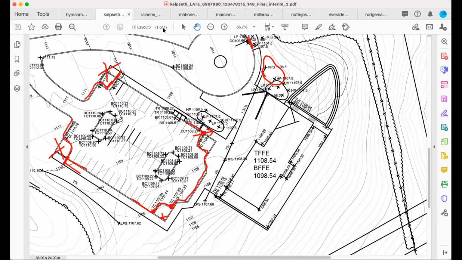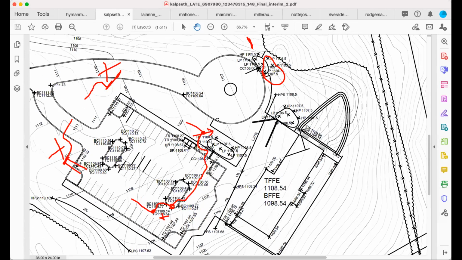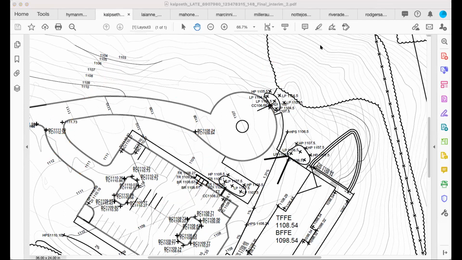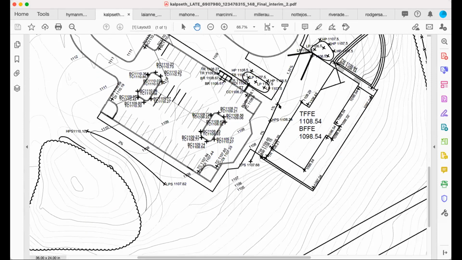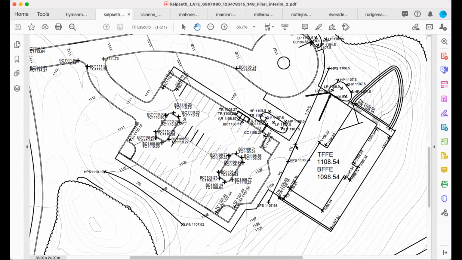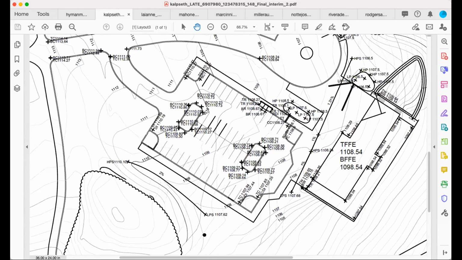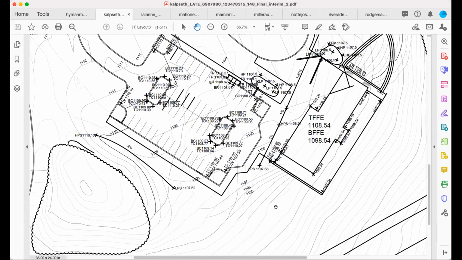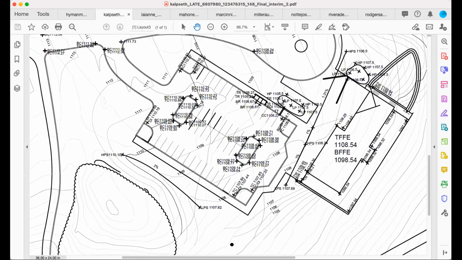All these areas need the garden to be added. And also curb ramps need to be added.